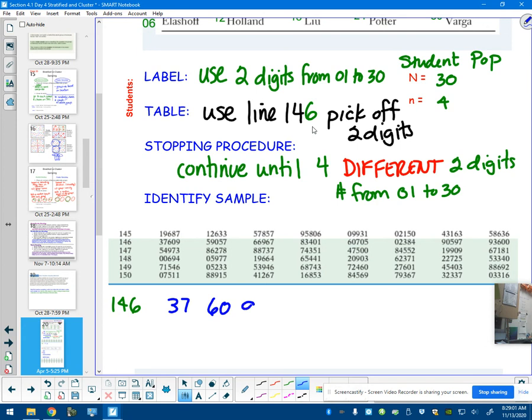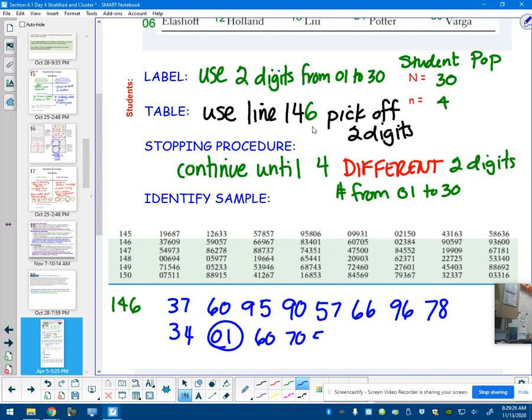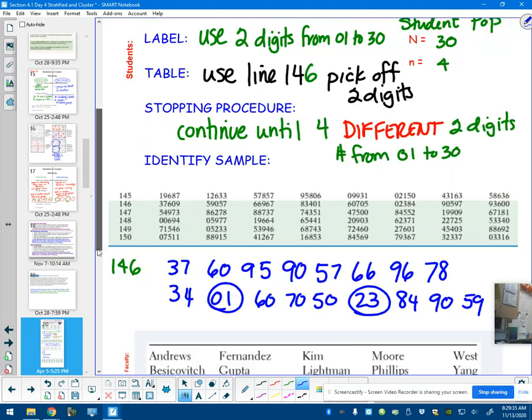37, 60, 95, 90, 57, 66, 96, 78, 34. Have I even gotten one that's good yet? All right. So let me go back to this. 34. Oh, 01. Person 01 is my first one going. And we got 60, 70, 50, 23. Ding, ding, ding. 84 is no good. 90 is no good. 59 is no good. 79 is no good.